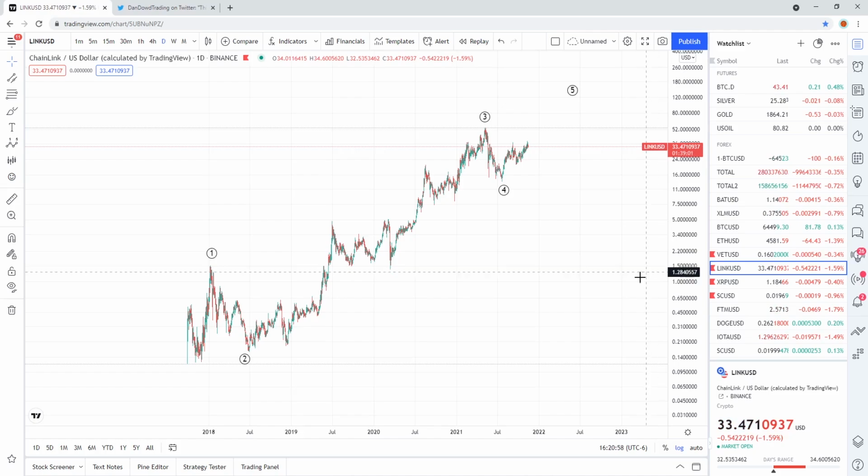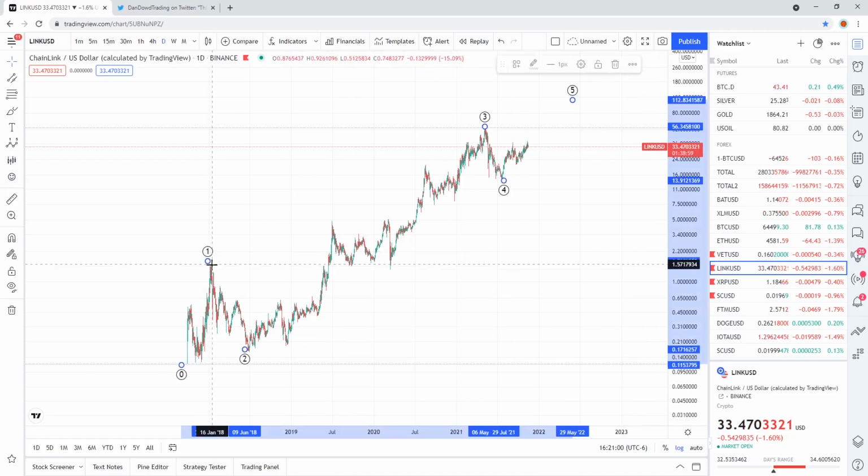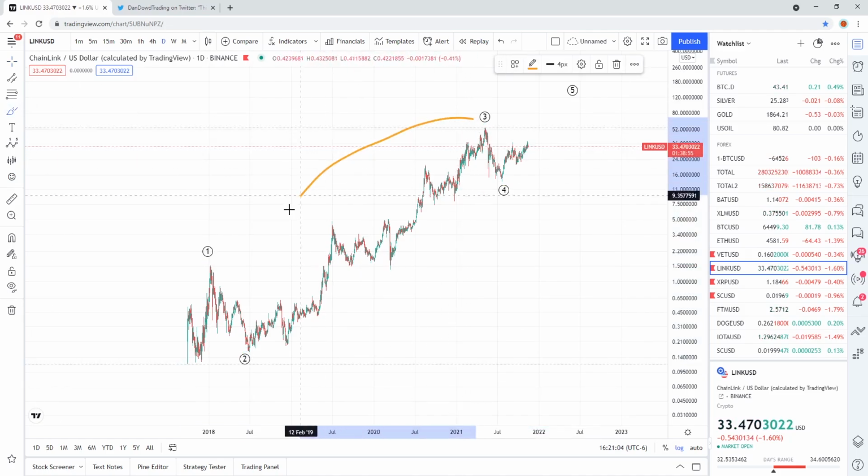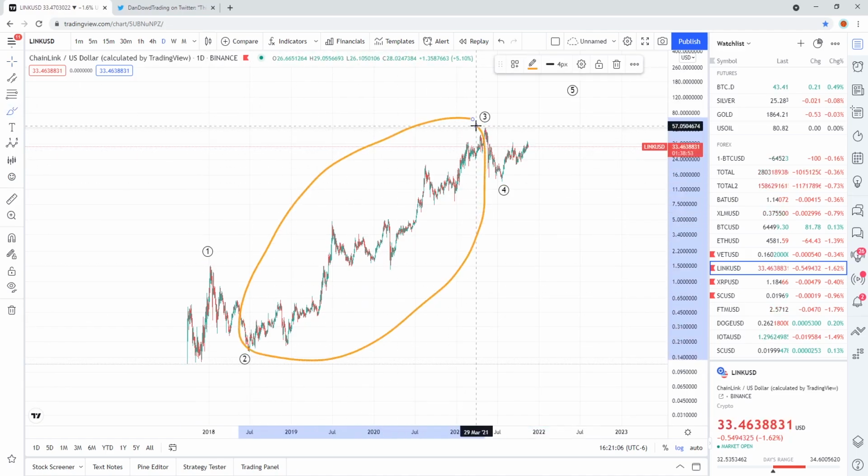Now I'm going to be going over Chainlink. I believe that this is primary wave 1, this is 2, and this whole entire move right here was just a very big extended wave 3. I'm going to be showing you guys why I think that is.